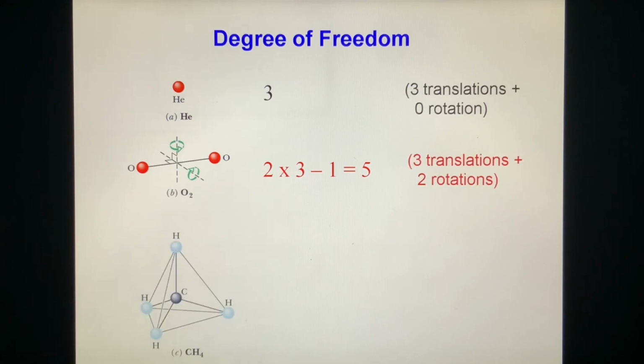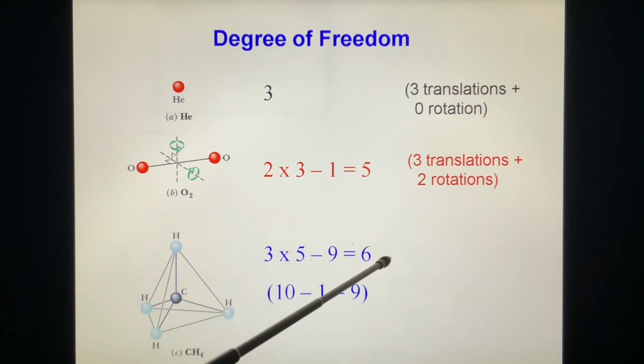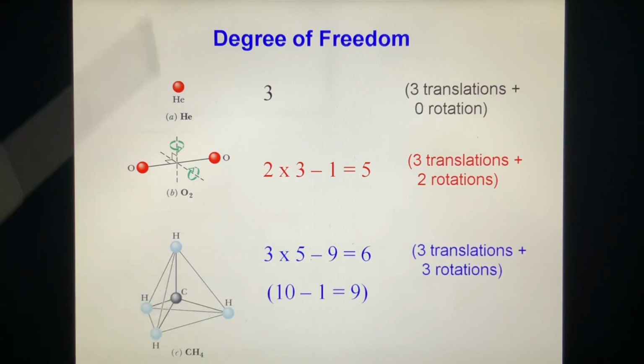Look at this ammonium. It has 1, 2, 3, 4, 5, 6, 7, 8, 9, 10 bonds. How many atoms? 1, 2, 3, 4, 5. So 5 atoms. We have 3 times 5 degrees of freedom. But they have 10 bonds, and only 9 are really bonds. Another one is nothing. So 3 times 5 minus 9 gets 6. We look at it in other ways. The whole molecule can rotate and translate. They have 3 translational degrees of freedom and 3 rotational degrees of freedom.